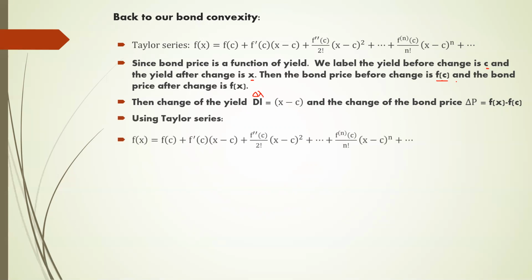So use the Taylor's expansion. f(x), the bond price after change, equals the bond price before change plus the first order derivative with respect to the change of yield times the change of yield, which is delta lambda. And then we just do the derivatives, plus the second order derivative times delta lambda squared, divided by 2, and then keep going. Of course, we do not care about the higher orders because we want to do the approximation.